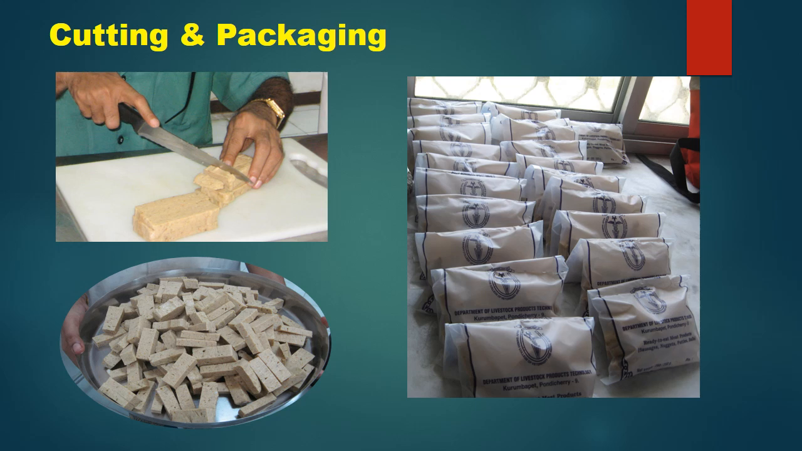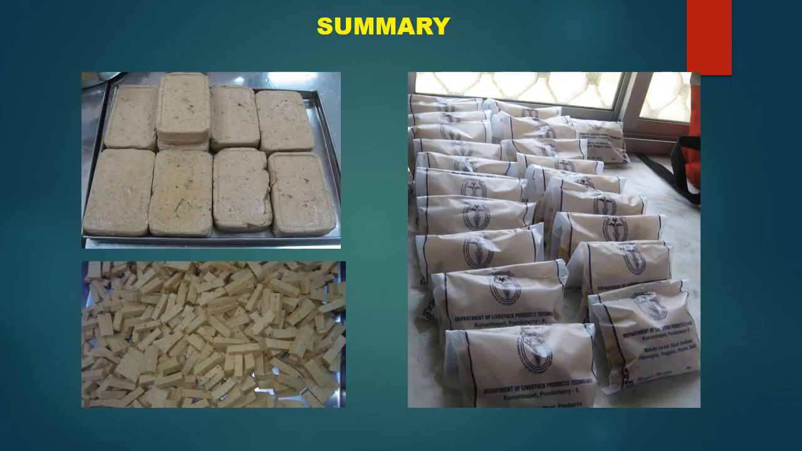Normally we pack 200 or 250 gram packets. On an average the market rate is about 500 to 600 rupees per kg. So if it is 500, the 200 gram will cost about 100 rupees. So this is the retail package we normally make and sell at an institutional sales counter, which has a very high demand. So now we are at the end of today's lecture.